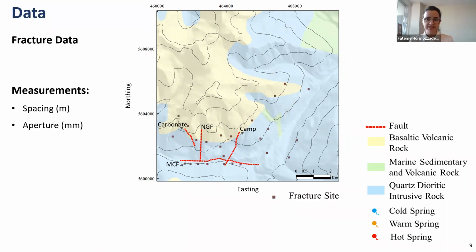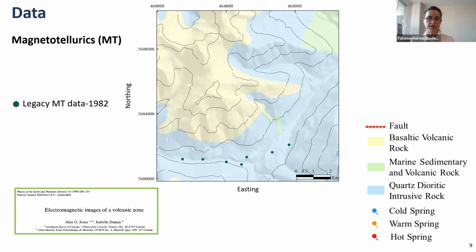So in addition to porosity and permeability due to the rock matrix, there's also a fracture porosity and permeability that exists in the rocks at Mount Meager. Fracture surveys at Mount Meager measured spacing and also aperture of fractures based on the surface measurements. And also the magnetotelluric data, there are three sets of MT data available for this project at Mount Meager.